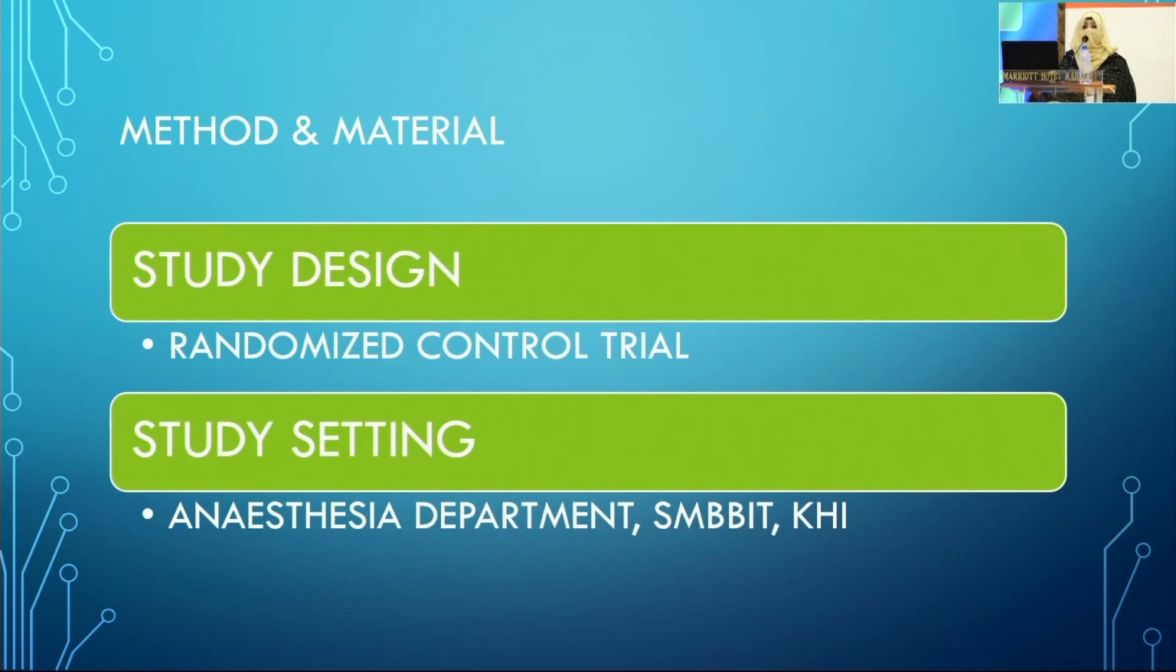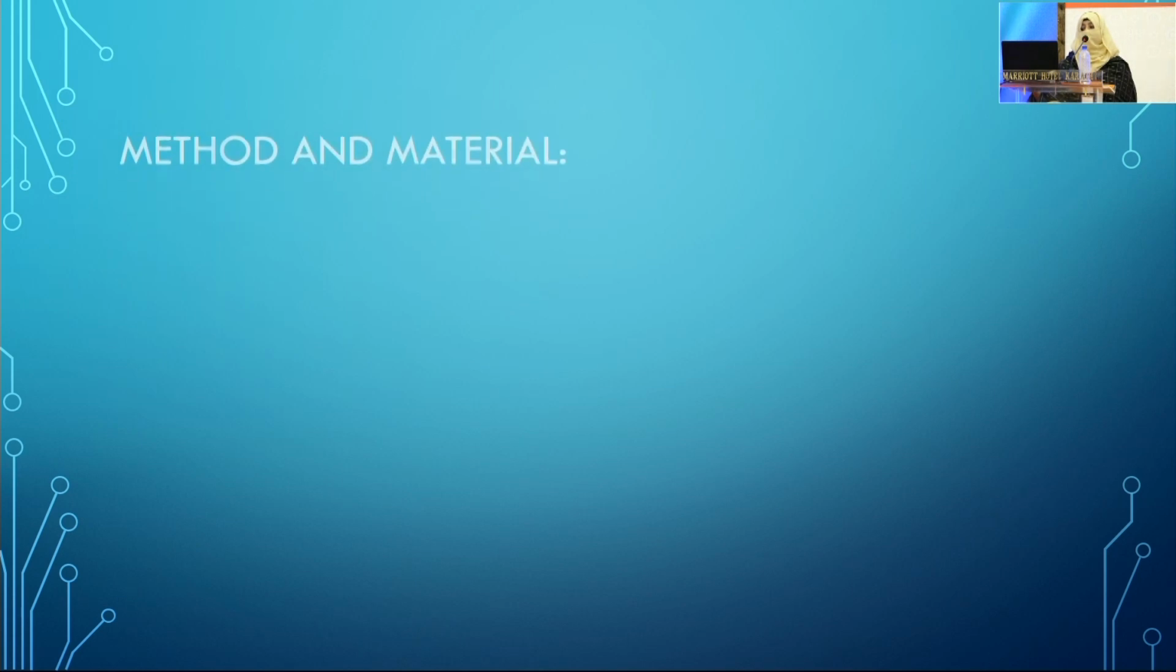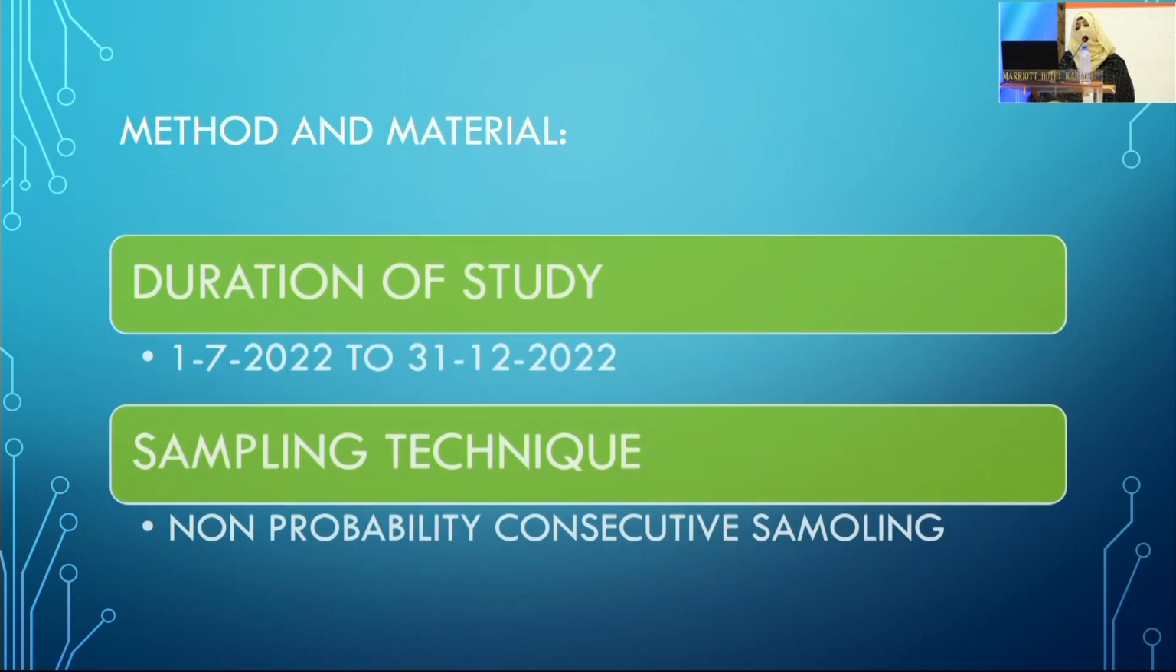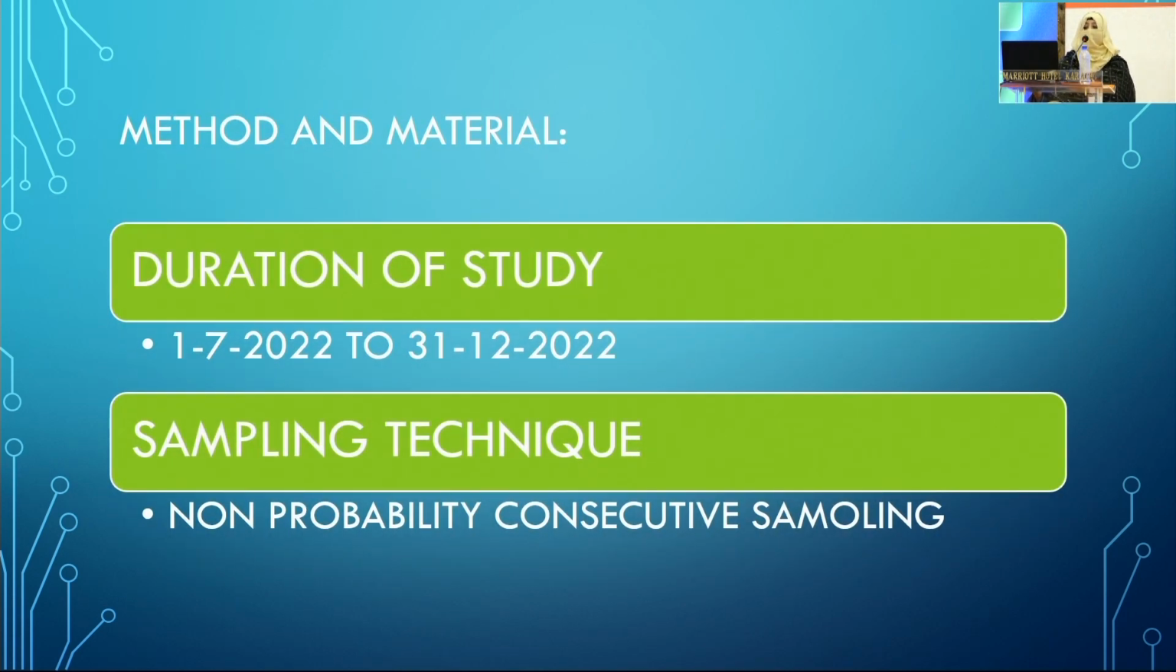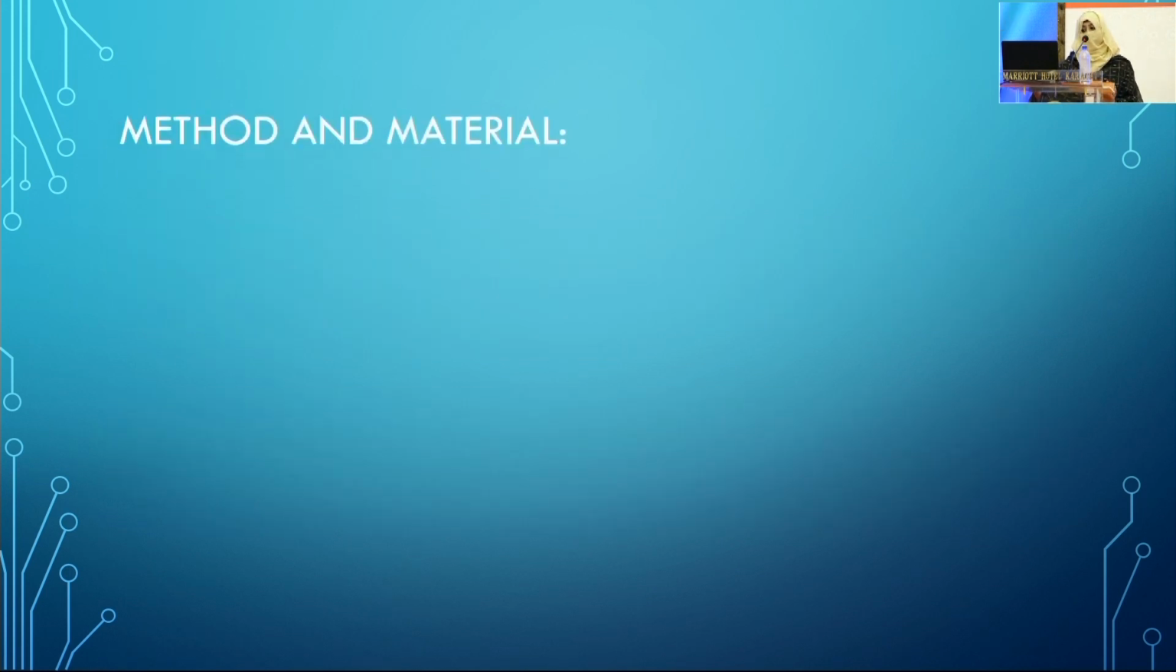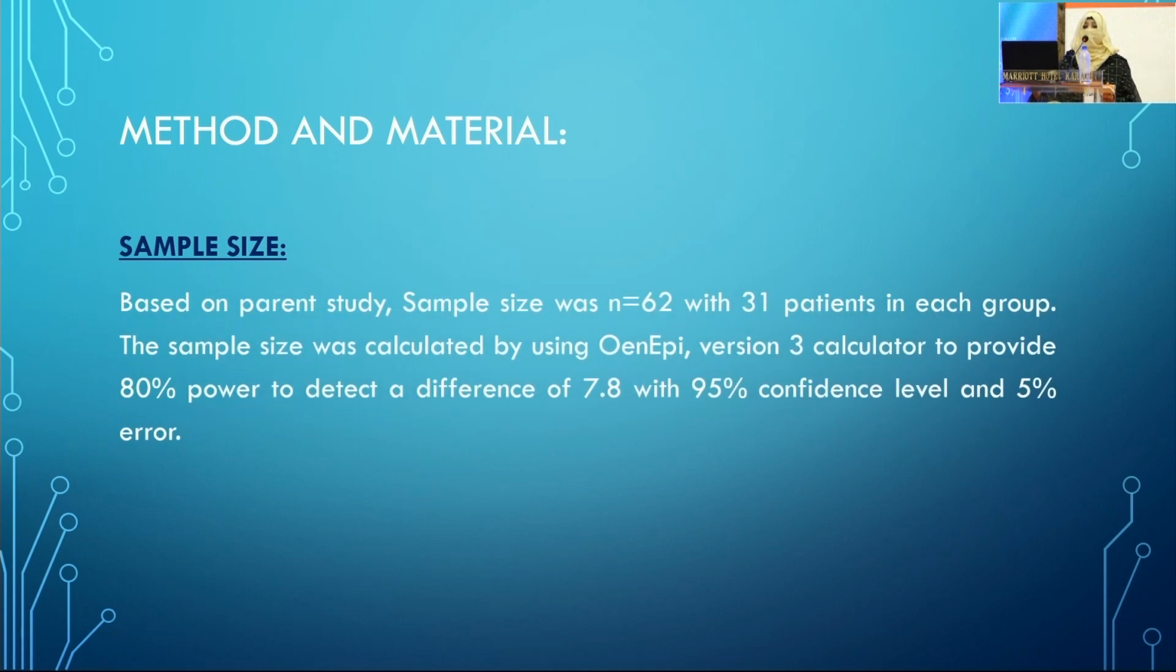The study design is a randomized controlled trial, and the study setting was the Department of Anesthesia, Trauma Center, Karachi. The duration of the study was from 1st July 2022 to 31st December 2022, and the sampling technique was non-probability consecutive sampling. The sample size was calculated from the parent study using OpenEpi version 3 and 7.8% to detect the difference, with a 95% confidence level and 5% error.